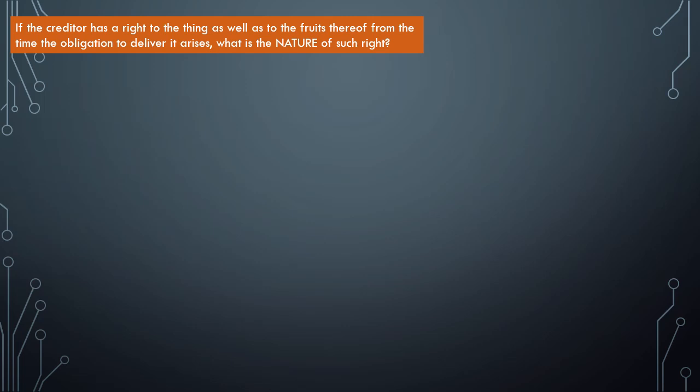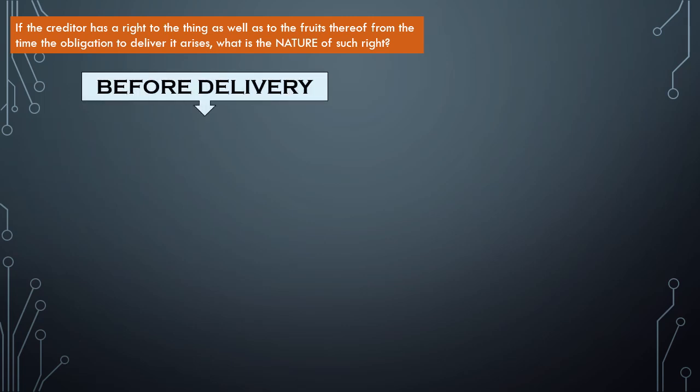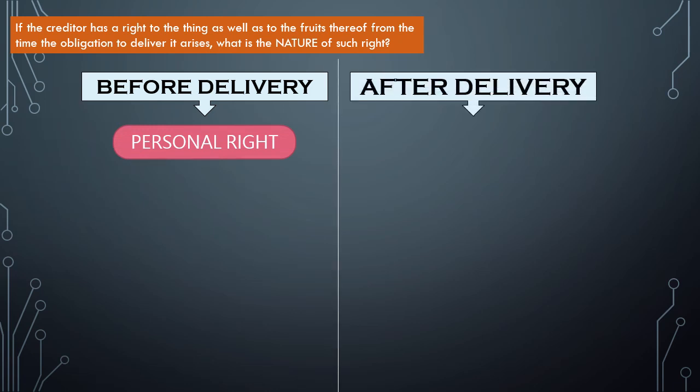We said that the creditor has a right to the thing as well as to the fruits from the time the obligation to deliver arises. But what is the nature of such rights? Before delivery, the creditor has a personal right. But after delivery, that right is converted into a real right.